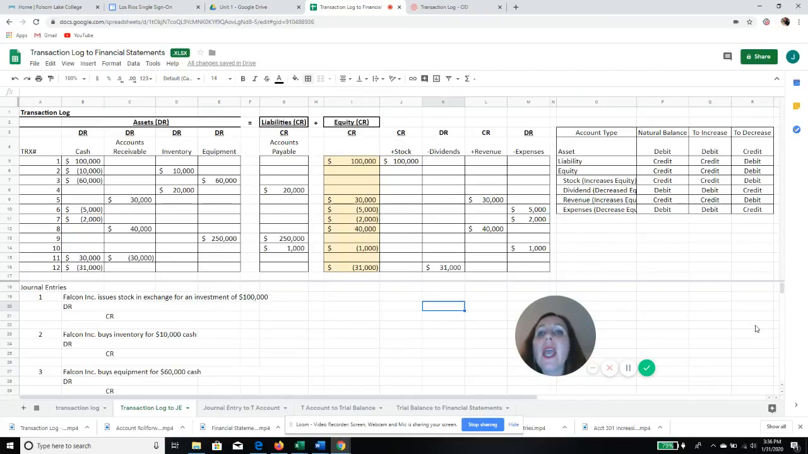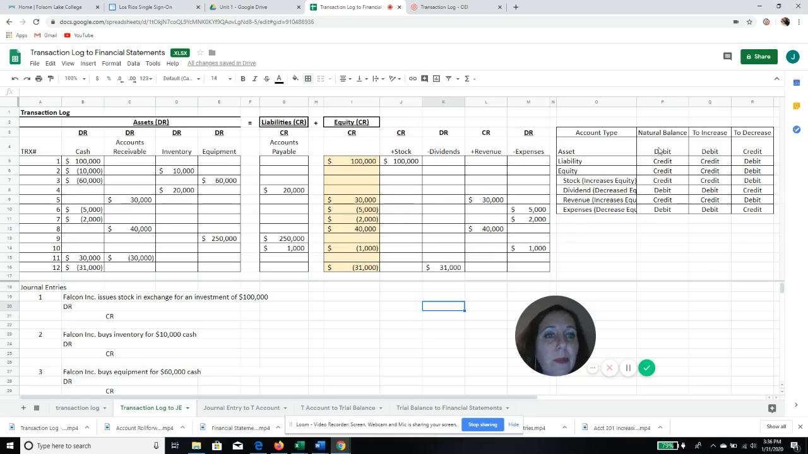Welcome back. In the last video, we created our transaction log where we took our transactions and identified which accounts we were going to impact and whether we were going to increase or decrease those accounts. Next, we are going to create our journal entries, which is where we actually enter these transactions into our accounting books.